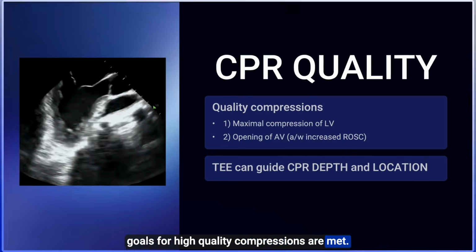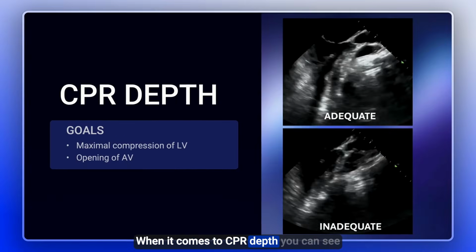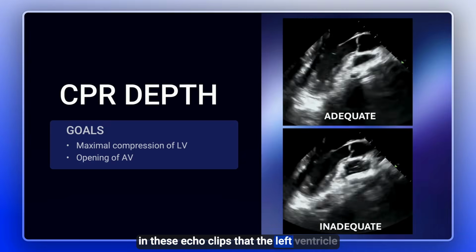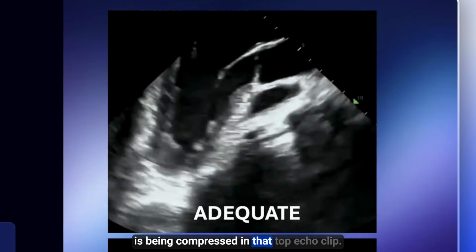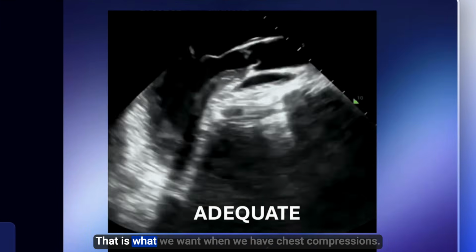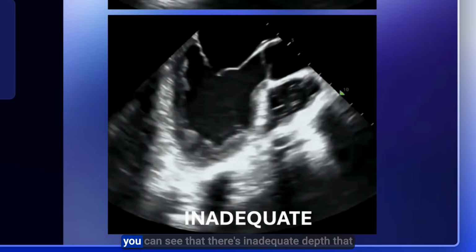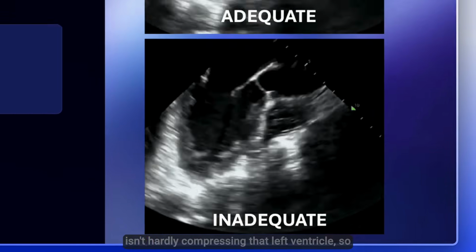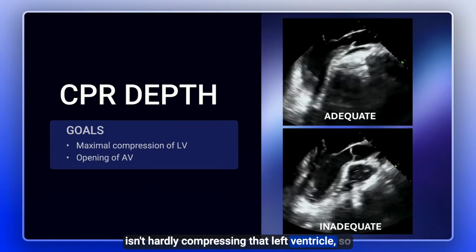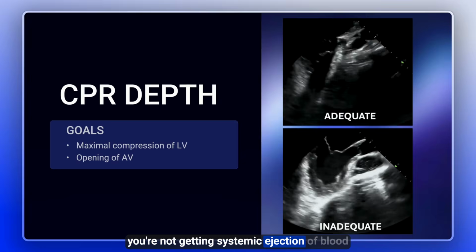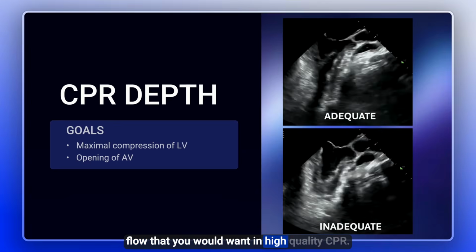Now, TEE can be useful to guide both CPR depth and location to ensure that these two goals for high-quality compressions are met. When it comes to CPR depth, you can see in these echo clips that the left ventricle is being compressed in that top echo clip. That is what we want when we have chest compressions. However, when we're having inadequate compressions, you can see that there's inadequate depth that is hardly compressing that left ventricle, so you're not getting the systemic ejection of blood flow that you would want in high-quality CPR.